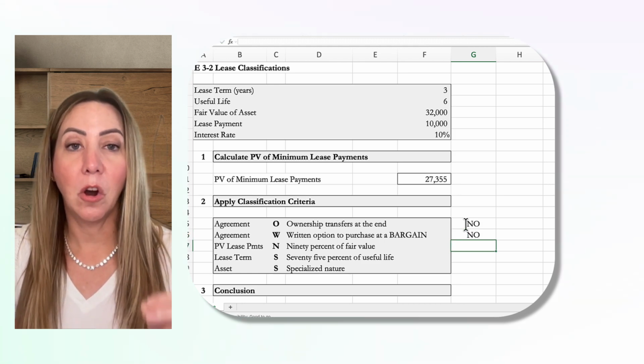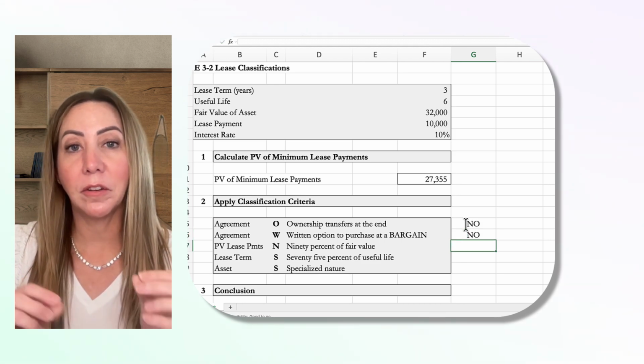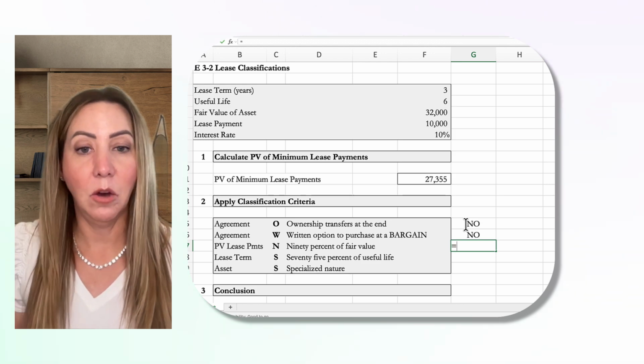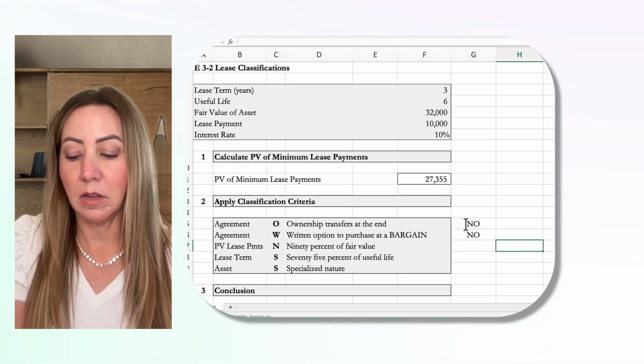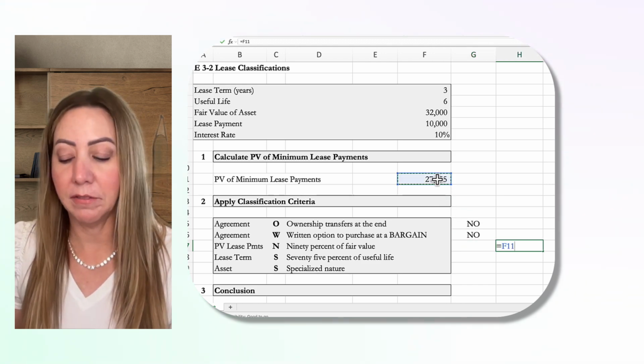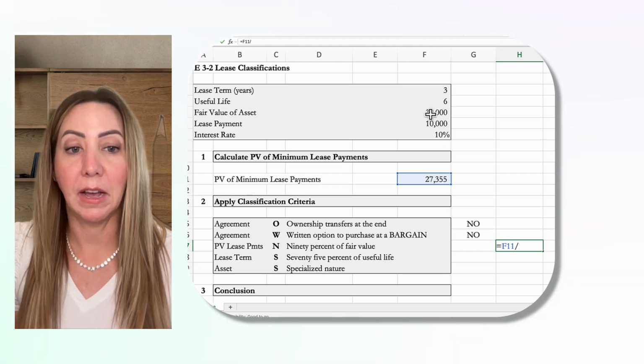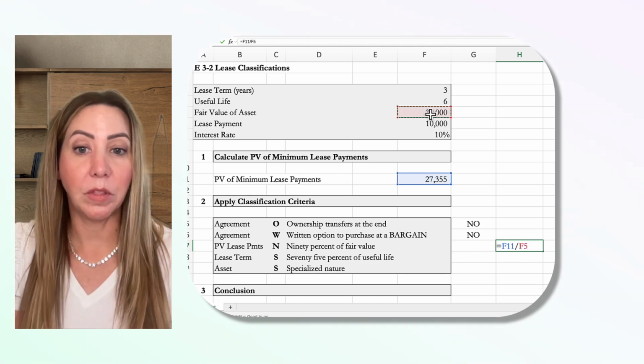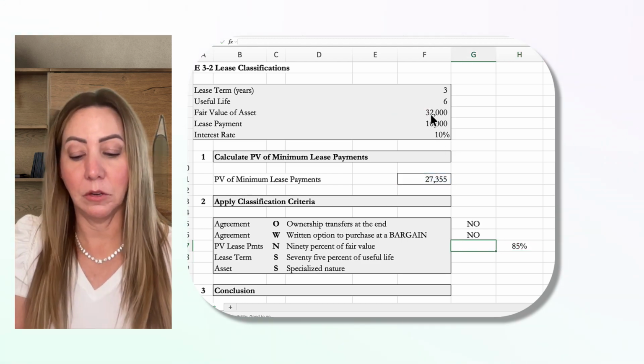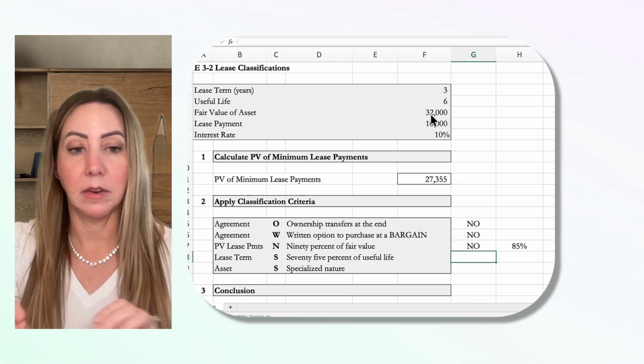90% of fair value. So is the present value of the lease payments greater than 90% of the fair value? Let's figure that out. I'll do that in this cell. We'll do equals 27,355 divided by the fair value of the asset. Now, is this more than 90%? No, it is not. So this test is not failed.